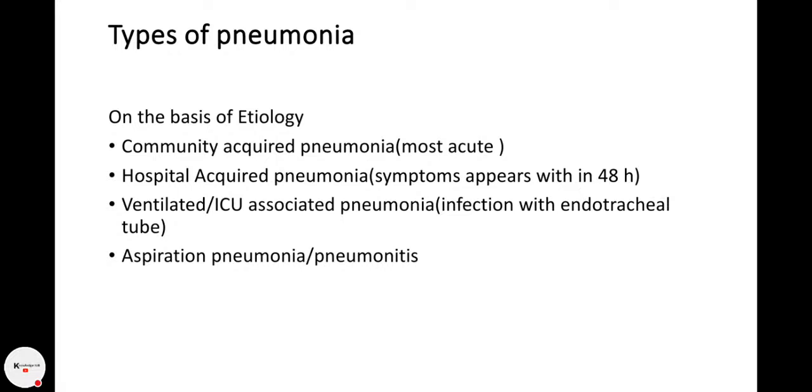Now let's move toward our third type, ventilated or ICU associated pneumonia. In ventilated or ICU associated pneumonia, the bugs enter the body with the endotracheal tube of the ventilator. The symptoms will also appear within 48 hours, just like hospital acquired pneumonia. In this, the pneumonia patches will appear on the X-ray. Its symptoms will be discussed later with the others.